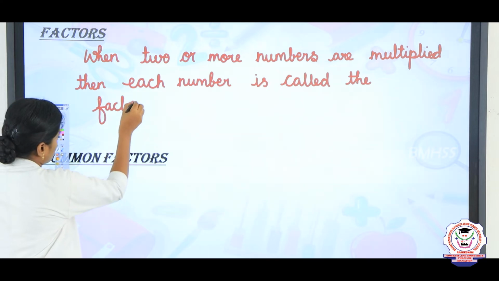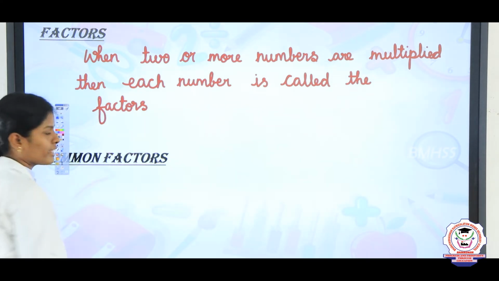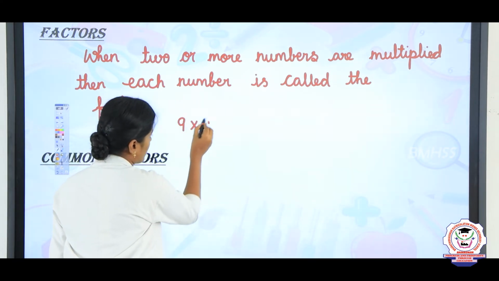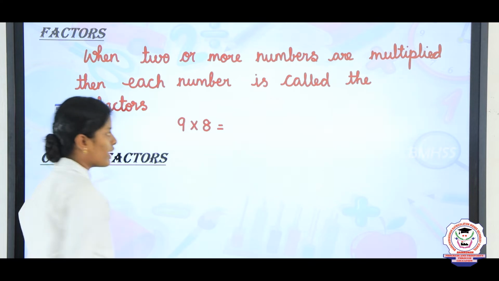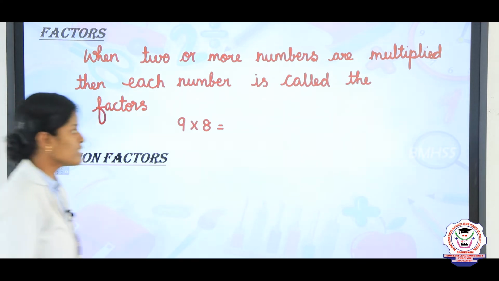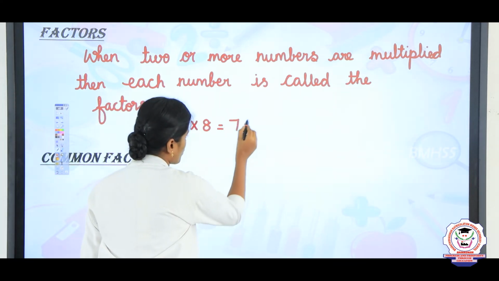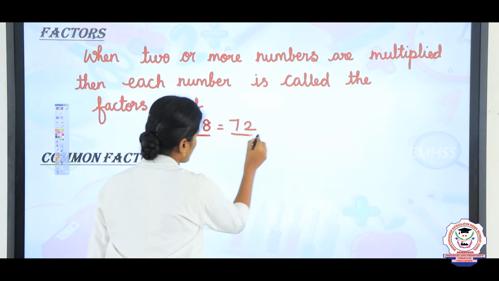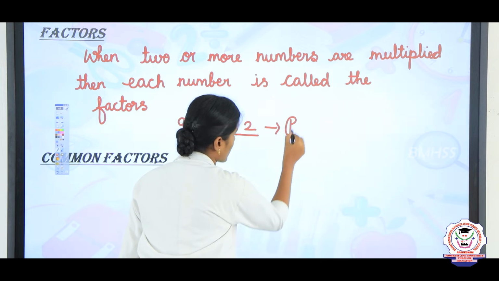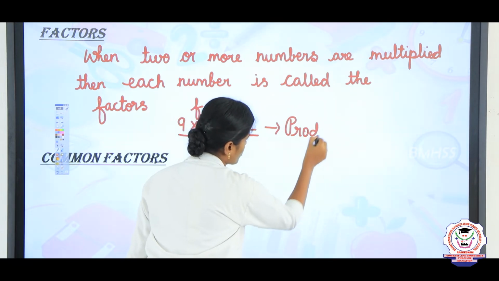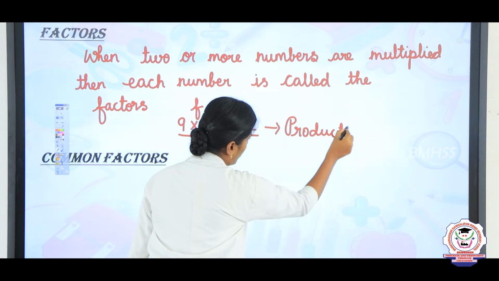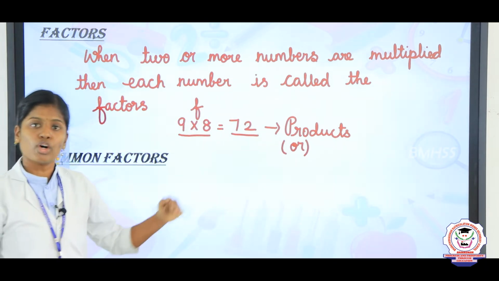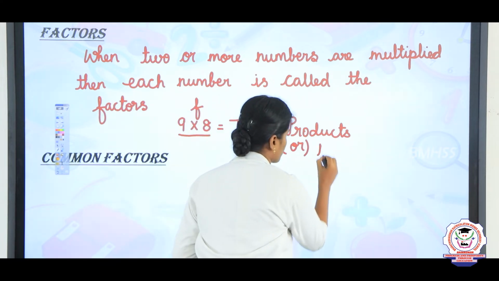For example, I will take the question 9 8s are. So what is the answer? 9 8s are, that is 9 times 8 or 8 times 9. The answer is 72. So here 9 and 8 are called the factors and 72 is called the product or multiple.